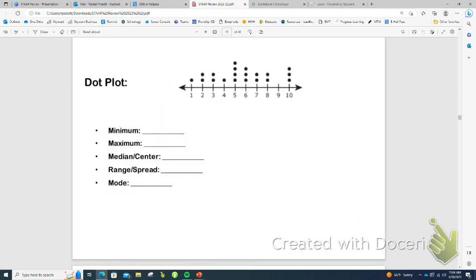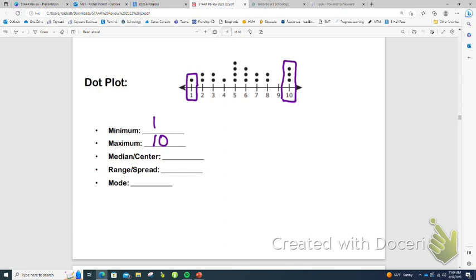Moving down to dot plots. We have similar words here. On a dot plot, the minimum value is the smallest number with a dot. Doesn't matter how many dots there are, just the smallest value with a dot, which we can see there's a dot on 1, so that's our minimum. Our maximum is the biggest number with a dot. Doesn't matter how many dots there are, just has to have at least one on the biggest number, which in this case is 10. So 10 would be our maximum.